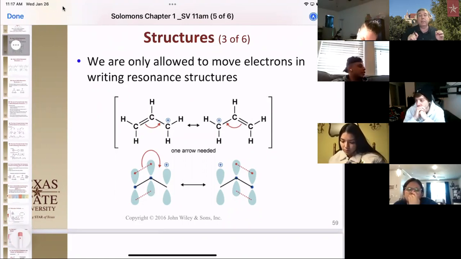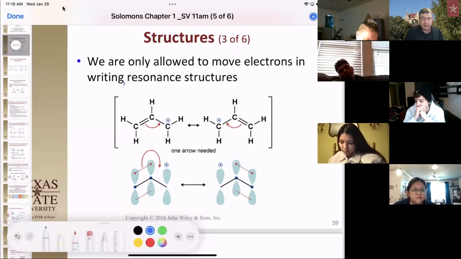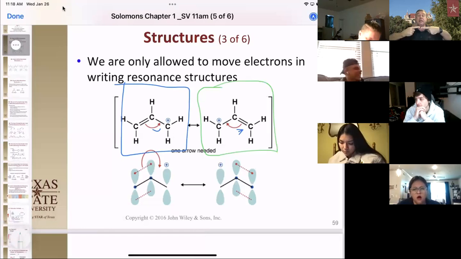Now, we cannot break any carbon-hydrogen bonds, and we can't break any of the single carbon-carbon bonds, the sigma bonds. We can only move the pi bond, or the double bond, or electrons back and forth. So what we see here is that this one right here is a valid Lewis dot structure. And by moving these electrons over to here, we now have a second valid Lewis dot structure. And that means these 2 Lewis dot structures are in resonance with each other.